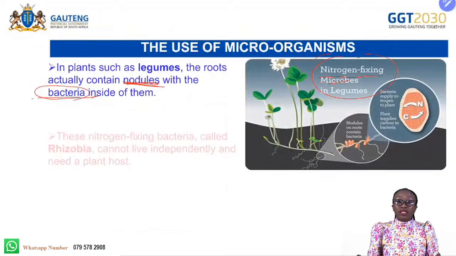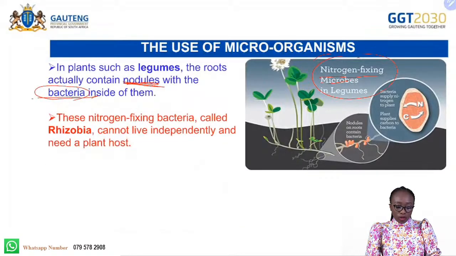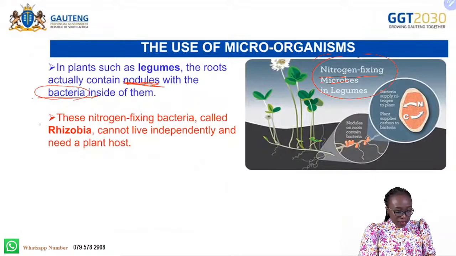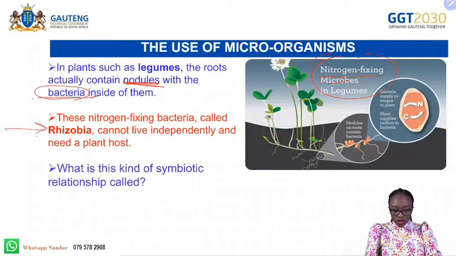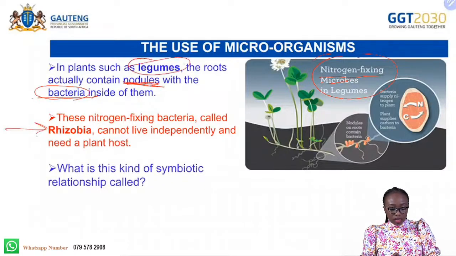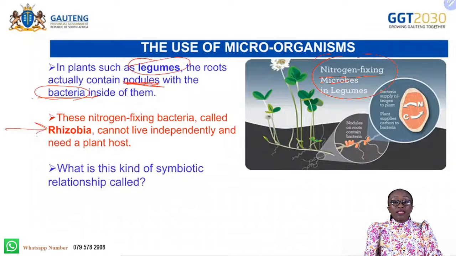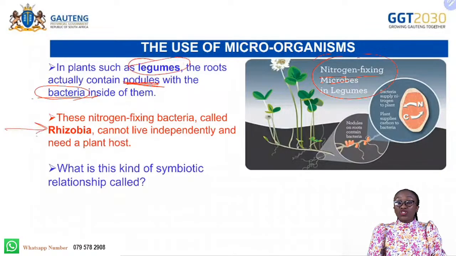So what is the relationship here, or what is the purpose of these nitrogen fixing bacteria? First of all, they are called rhizobia, and unfortunately rhizobia are not able to live permanently on their own. So they require what is called a host. And who is this host? The host is the legume, the plant. That is the host. And what kind of symbiotic relationship is this called?